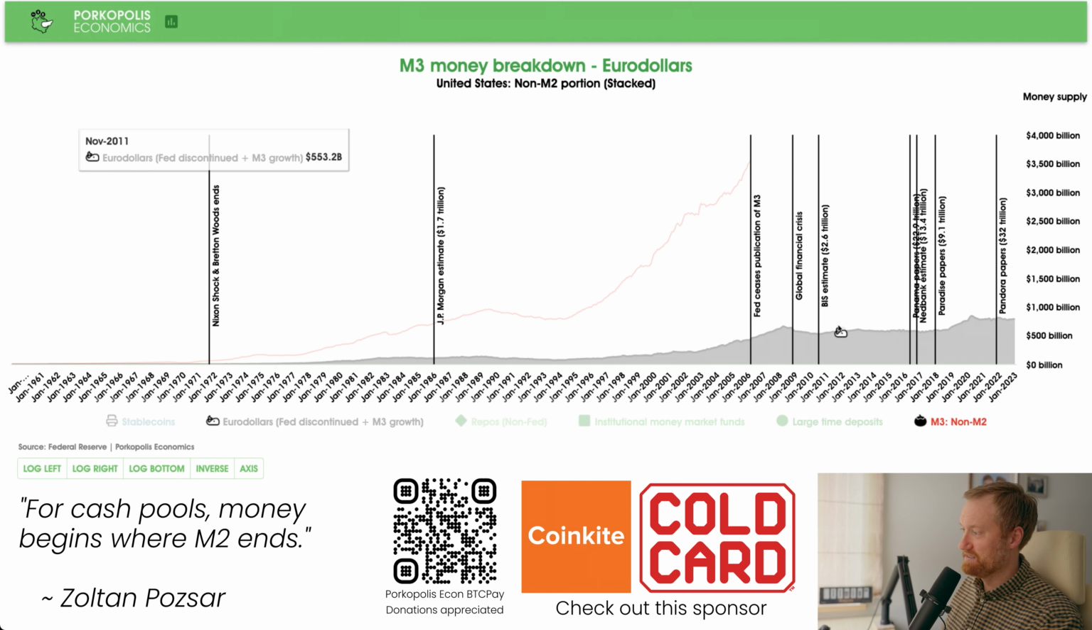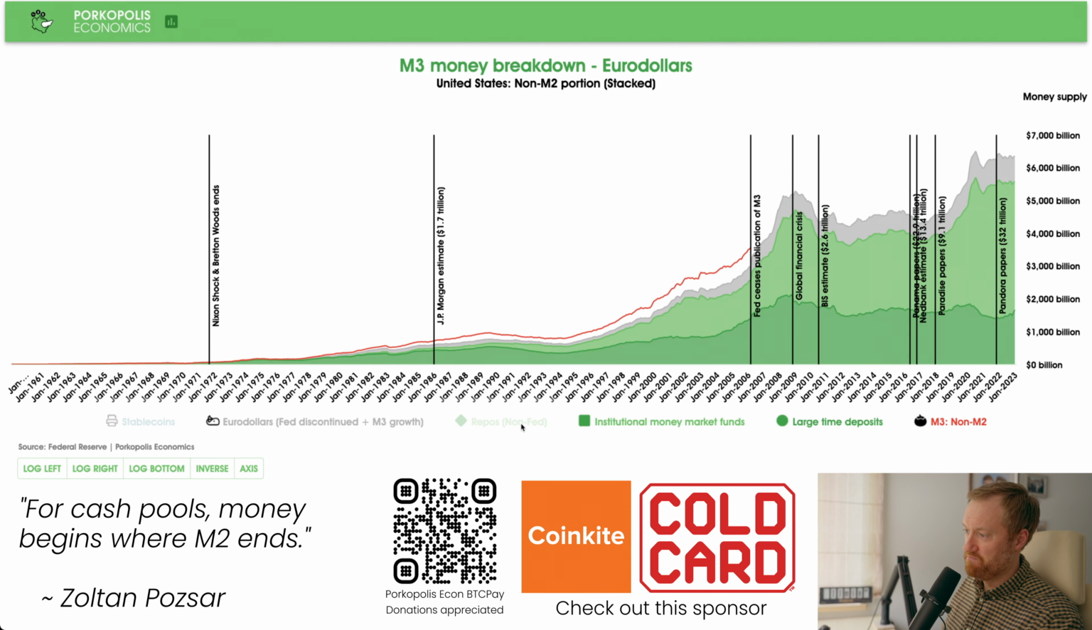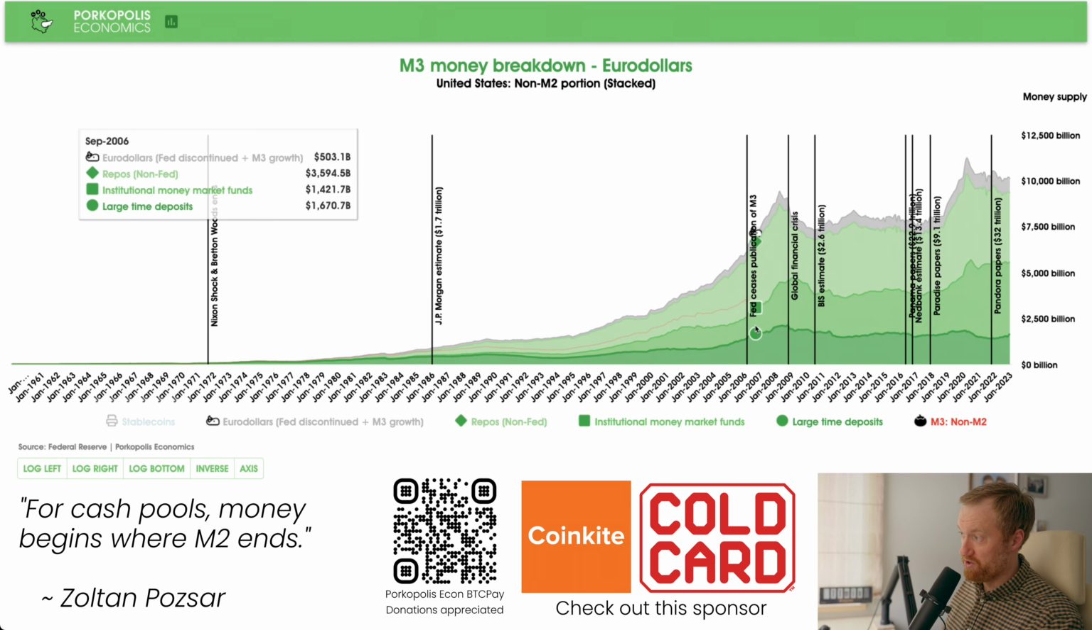So how did I get this extrapolation after 2006? I very simply took the growth of the remaining M3 components and applied that to this $430 billion balance of Eurodollars in February 2006. So if you add on large time deposits, you add on institutional money market funds, you add on repos, and remember, repos are what really blew it out for the Federal Reserve, showing that they'd lost control. See that their repo estimate is somewhere under that red line, right?